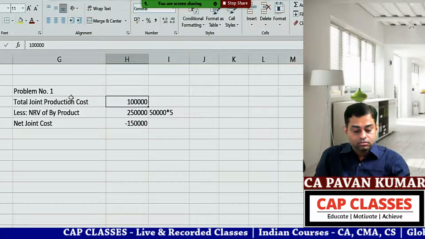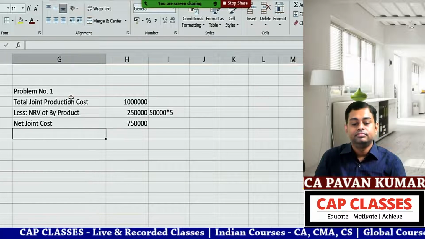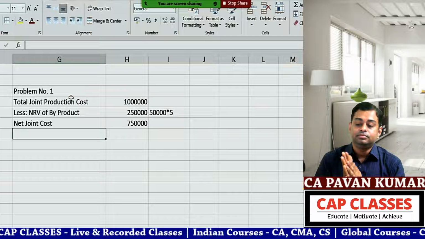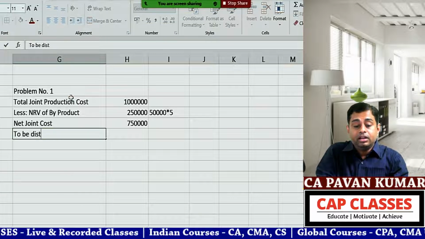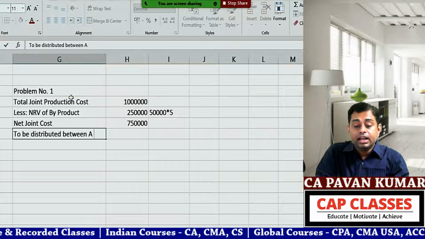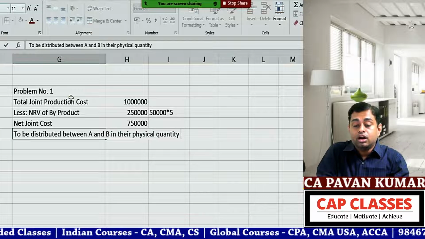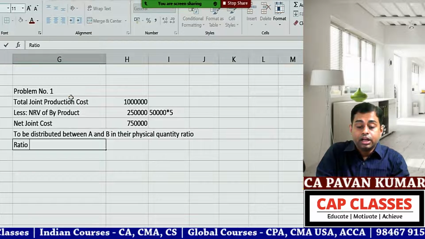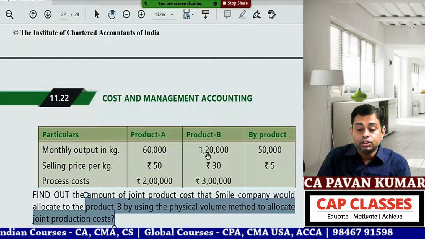Hey, this is 1 lakh we wrote. Who will put one more zero? Net joint cost 7,50,000, to be distributed between A and B in their physical quantity ratio. Ratio is equal to, what is the physical quantity ratio?